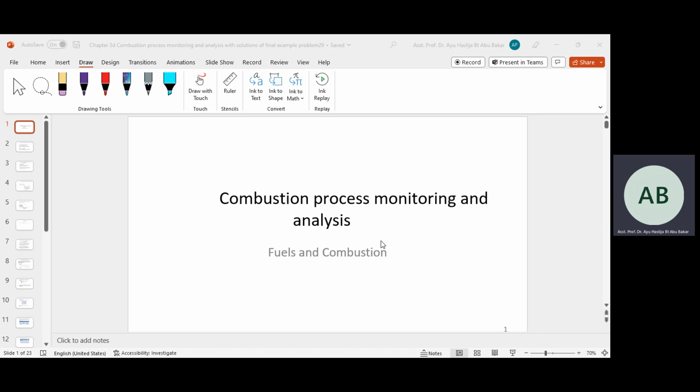Today we shall proceed to the final subtopic in chapter 3, which is combustion process monitoring and analysis. Basically, we will monitor the mole fraction of the flue gas, how much is the volume percentage, and is there any excess air in your flue gas? From the excess air percentage, we can know how much excess air has been supplied.